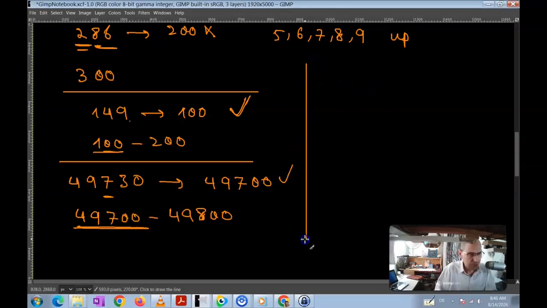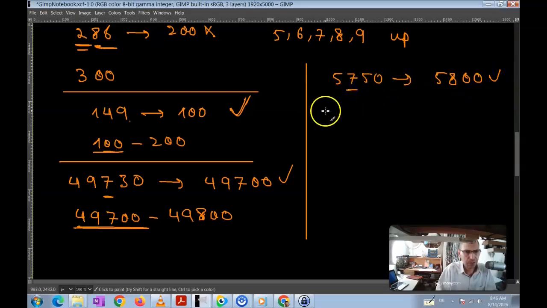We have another number over here, which is 5,750, which has been rounded as 5,800, which is correct. Rounding to the nearest hundreds, the number is some number between 5,700 and 5,800. Actually it's equidistant from the two numbers, but because we have a 5 over here, by convention you will round up, which means that you will end up with 5,800.